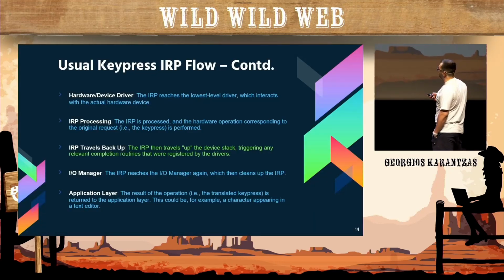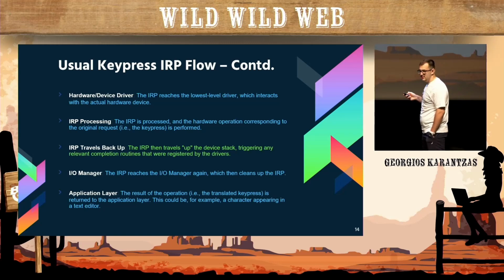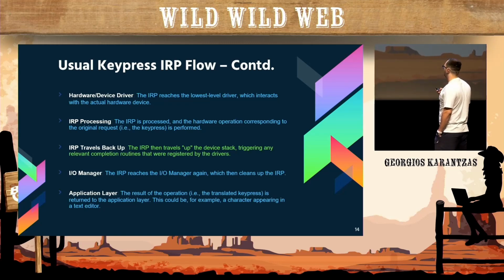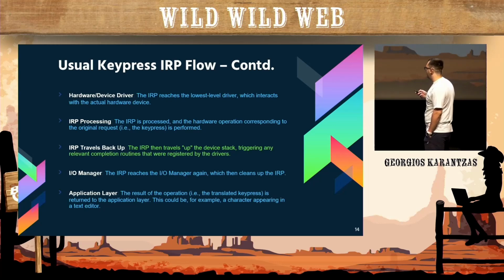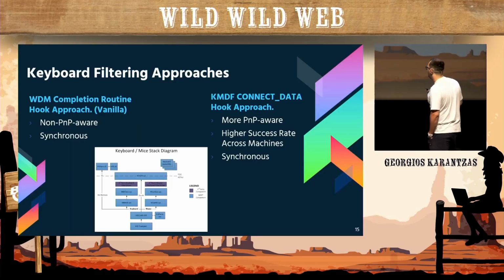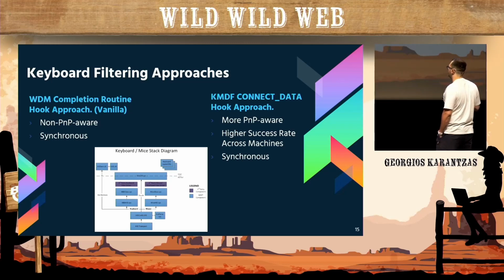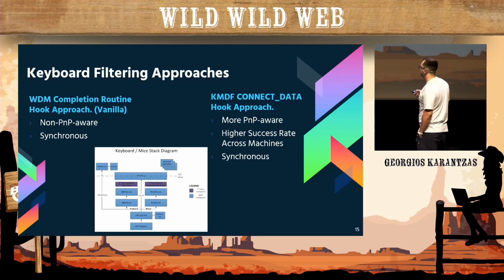Here, the IRP is being processed, travels the driver stack, but here is the classic completion routine replacement rootkit technique. It's the most common way that you would intercept this kind of keystrokes, but we faced problems with it. We wanted something friendlier and more universal. So let's see, here's the keyboard stack. We will ignore it for the moment and focus on the ups and downs. So it's synchronous, but it's not PNP aware. The classic, when we're talking about the classic completion routine hook.